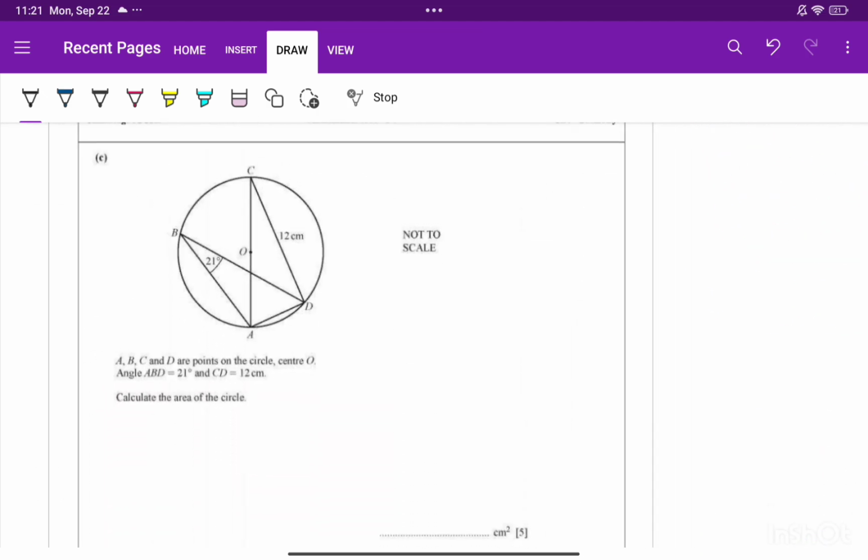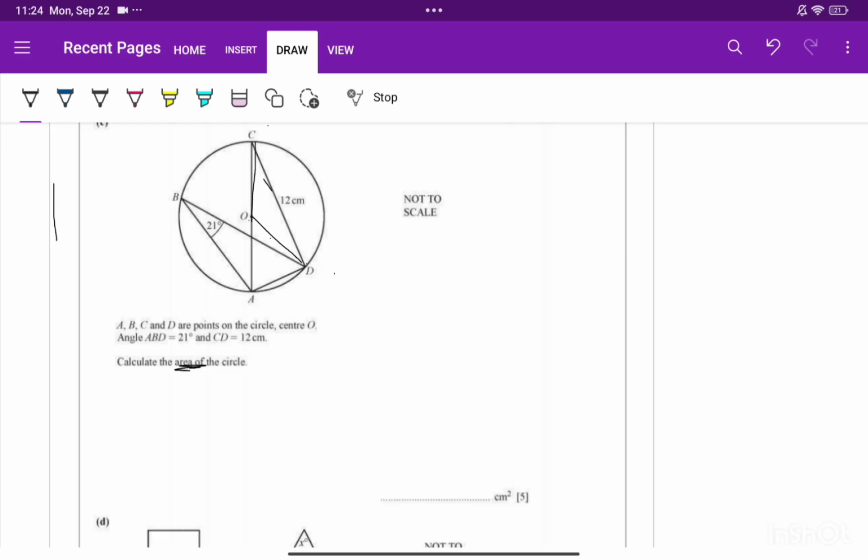Okay, now let's move to this part. A, B, C, D are points on the circle, center O. Angle ABD is equal to 21, and CD is equal to 12. Calculate the area of the circle. We will make a line from O to D. So this is becoming a triangle, and AOD is also becoming a triangle. So as we know ABD is 21, we can find AOD.